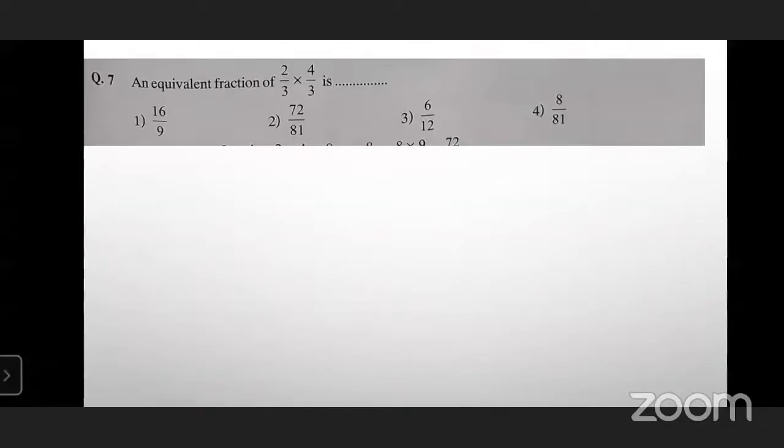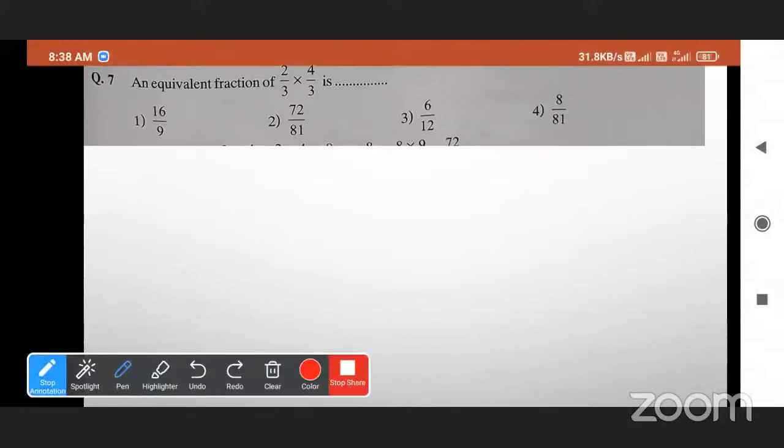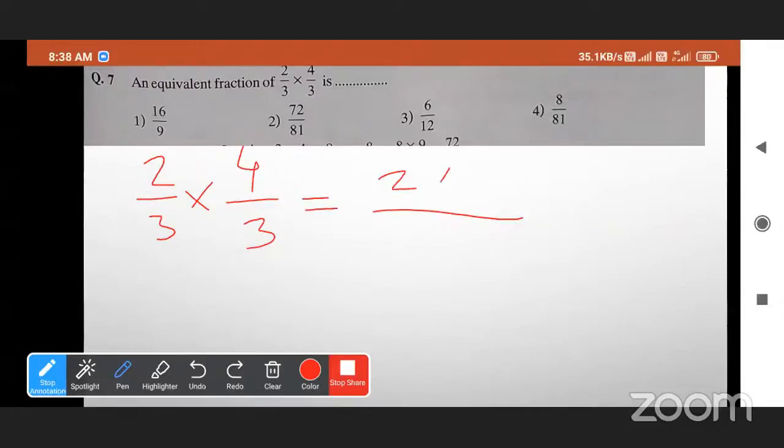An equivalent fraction of 2 upon 3 multiplied by 4 upon 3 is. Okay, so here we have to do multiplication. In multiplication, we multiply numerator by numerator and denominator by denominator. So here 2 into 4 divided by 3 into 3. So 2 into 4 is 8, 3 into 3 is 9. Okay, so which one is equivalent to 8 upon 9?